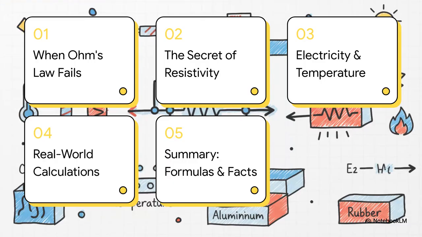All right, here's our game plan. First, we'll look at when and how Ohm's law breaks down. Then we're going to uncover the secret of something called resistivity and see how temperature can totally change a material's electrical personality. After that, we'll roll up our sleeves and run through some real-world calculations. And finally, we'll wrap it all up with a quick summary. So let's get started with the rule breakers.